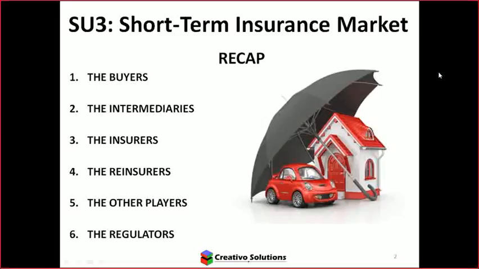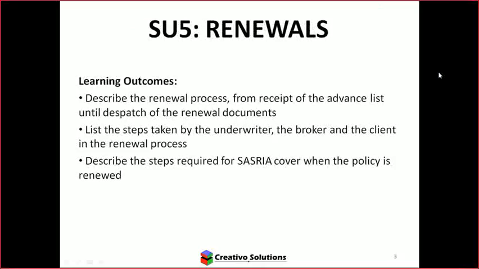This week, we recapped these groups, so I'm happy with that. This is the first bit of the new section. There are only three learning outcomes here, so it's a lot shorter than some of the other modules. Some modules are quite long, some are a bit shorter. This is one of the shorter sections, looking at a renewal.